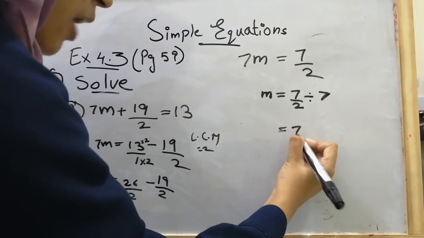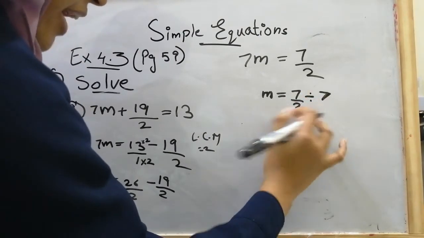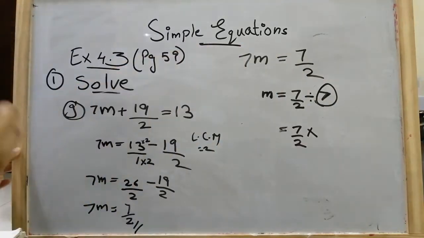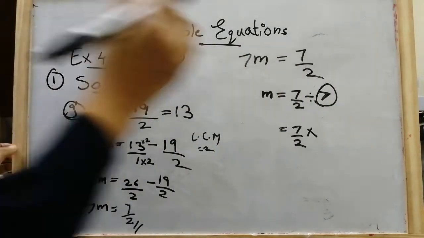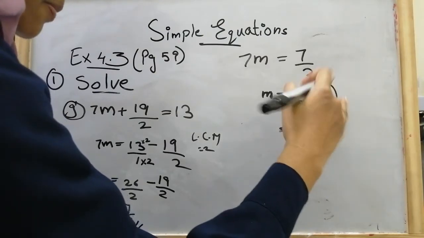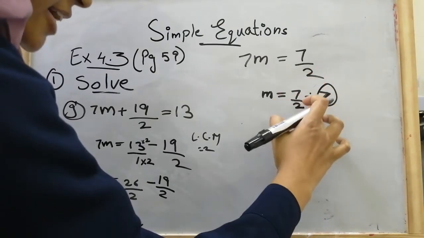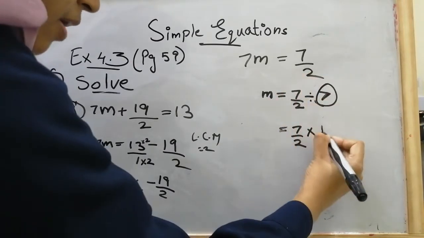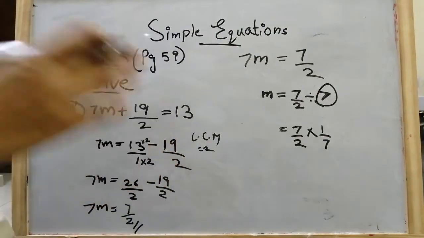Now how to divide with a fraction is, when you make it multiply, you will find the reciprocal of this. In case of division, the second number will become its reciprocal when you have to solve, and division becomes multiplication. When division turns to multiplication, it will become 1 by 7, as I said earlier.